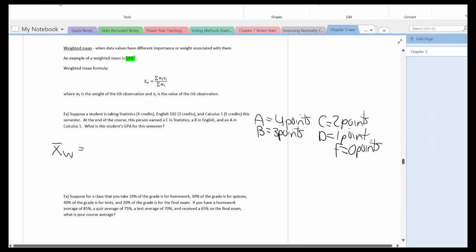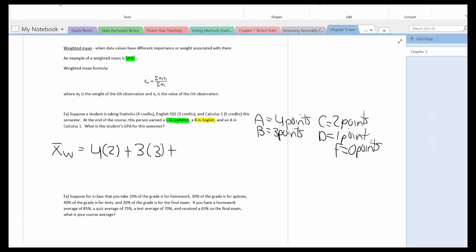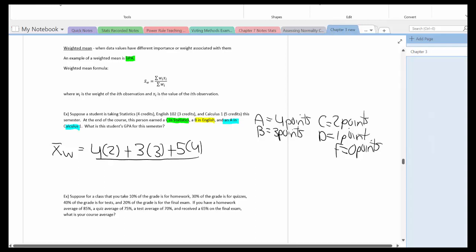So let's start off with the statistics course. That's a 4-credit course, and the student earned a C in statistics, so that's 2 points, so 4 times 2, plus the next one we'll take a look at is English. This person received a B in English, and we know it's 3 credits. A B is worth 3 points, plus calculus, that's a 5-credit course, and this student received an A for that. So an A is worth 4 points divided by the total number of credits. So in this particular case, that would be 4 plus 3 plus 5.